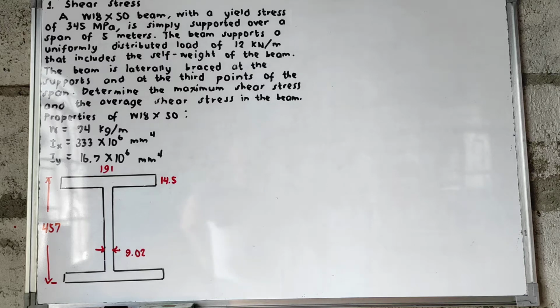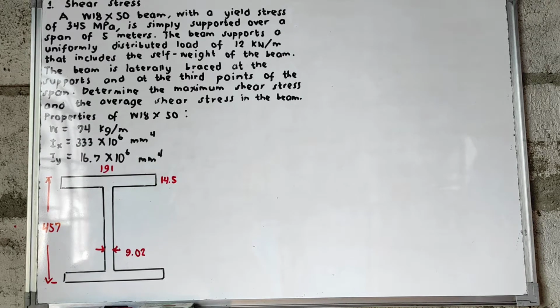So let's proceed to sample problem number 1. For this one, we're going to tackle shear stress. For this problem, we have a W18 by 50 beam with a yield stress of 345 megapascal. The beam is simply supported over a span of 5 meters. The beam supports a uniformly distributed load of 12 kilonewton per meter that includes the self-weight of the beam.